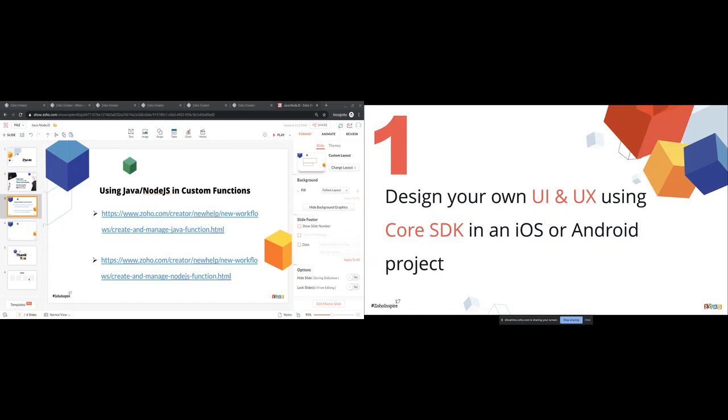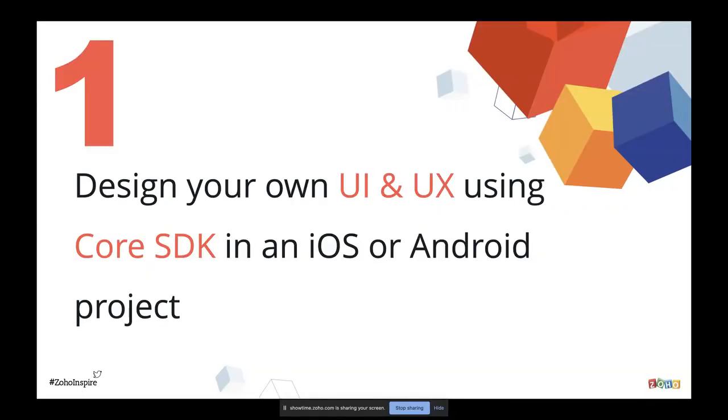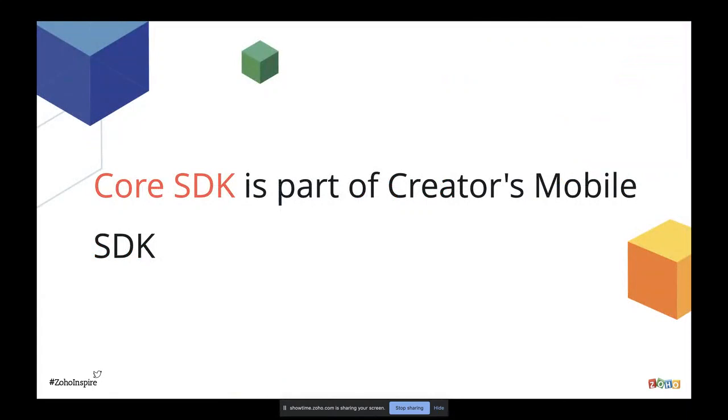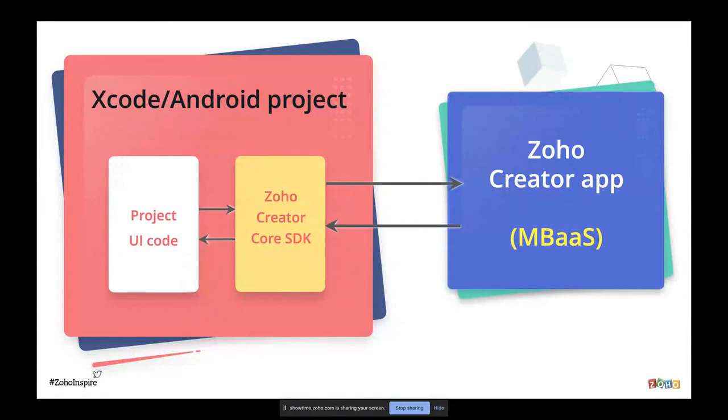For an iOS or an Android project as well, both are available. Hemant, I give the control back to you. This is a feature that most of the vendors currently provide, right? And the core SDK will be a part of Creator's Mobile SDK. So what does a core SDK actually mean? As you know, with Zoho Creator, we provide native applications, Zoho Creator and Zoho Creator Portal.